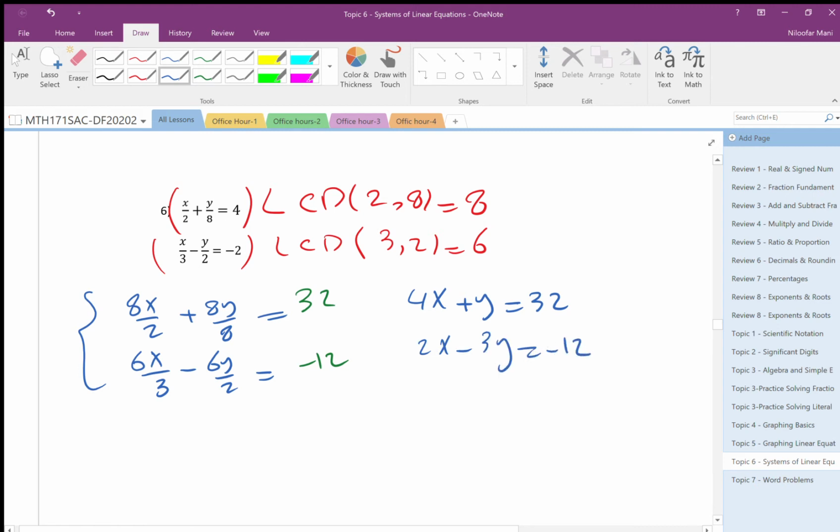Okay, perfect. Now I have just two equations, two unknowns. I don't see any denominator. I don't see any fraction.